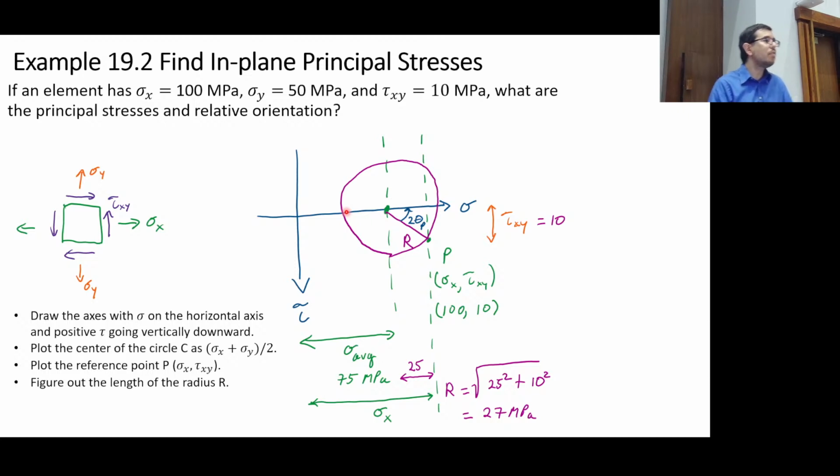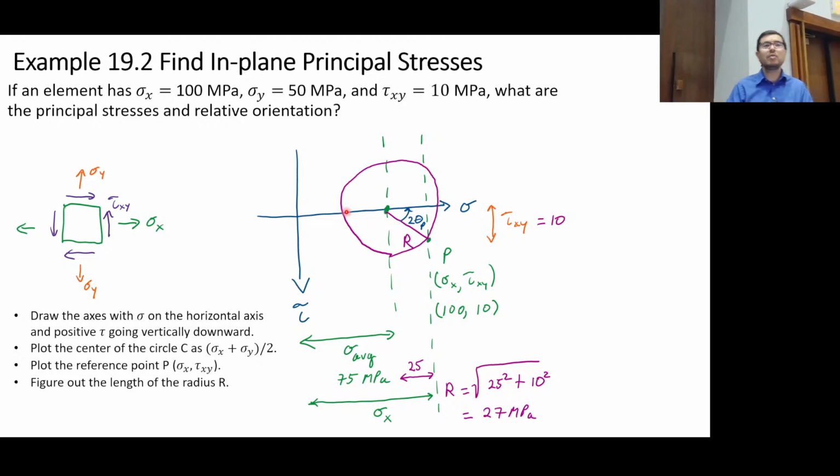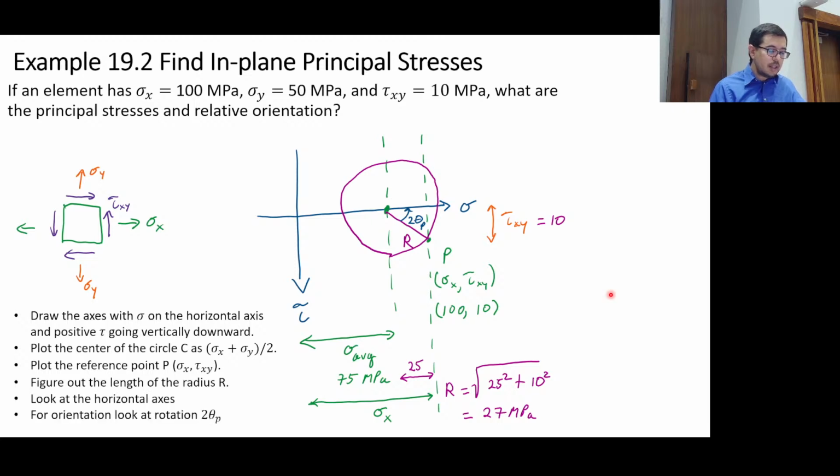The radius was 27 megapascals. The sigma average is 75 megapascals. So sigma 1 will be 102 megapascals. Going the other direction, sigma 2 is 75 minus 27, which is 48. Okay, so we need to look at the horizontal axes.